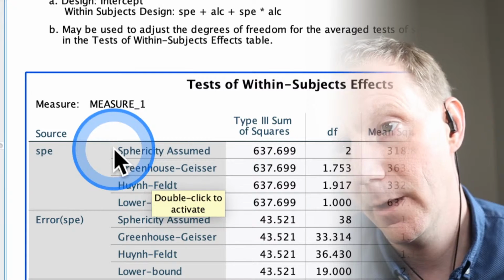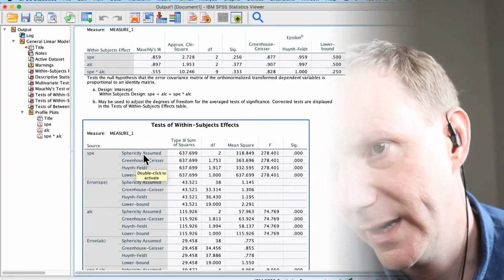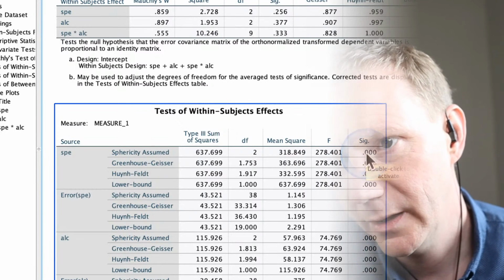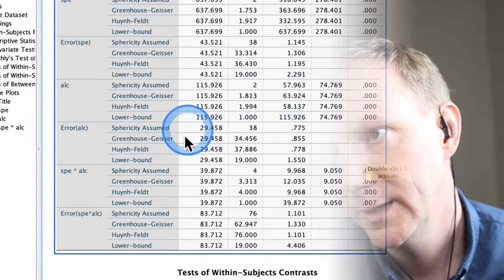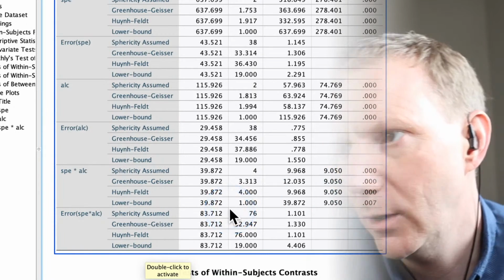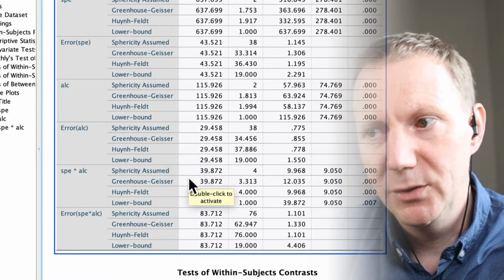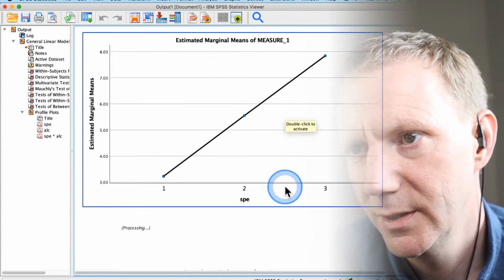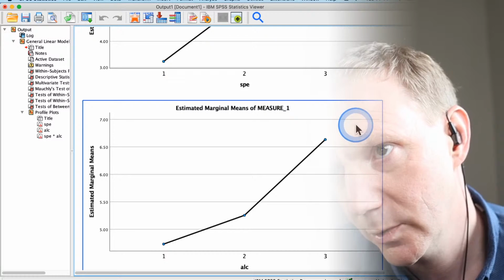Now in our case, our assumptions are not violated, so we can just look at the sphericity assumed, and we see the main effect for speed in this row. So we see the found F statistics, we find the p-value associated with it, we find the main effect of alcohol and the p-value associated with it, and finally we see our interaction and the p-value associated with this. So in all three cases there is a significant effect, and to find out the direction of the effect you could either look at the means, or in our case we also asked for some plots, so we could also see what the direction of the plots is. Essentially more alcohol use means more accidents, more speed use means more accidents, and there is an interaction.